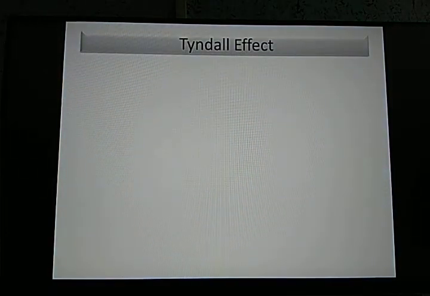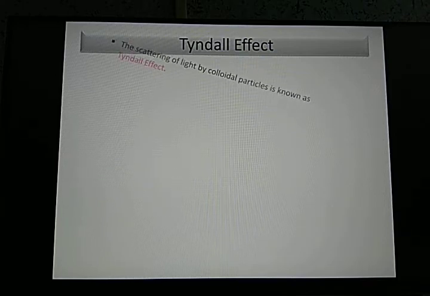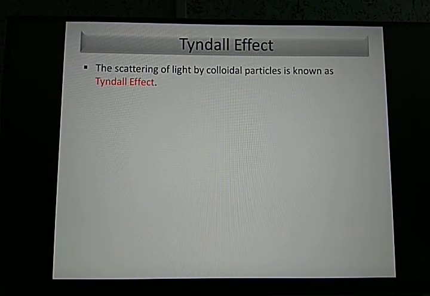Now moving on to our last slide, that is called the Tyndall Effect. This Tyndall Effect is one of the important phenomena that occurs in the case of colloids. It is named after the scientist who discovered it, Tyndall. So let us see what actually the Tyndall Effect is. The scattering of light by colloidal particles is known as the Tyndall Effect. As we have seen in the properties, colloids scatter the ray or beam of light by their particles, and that effect is called the Tyndall Effect.